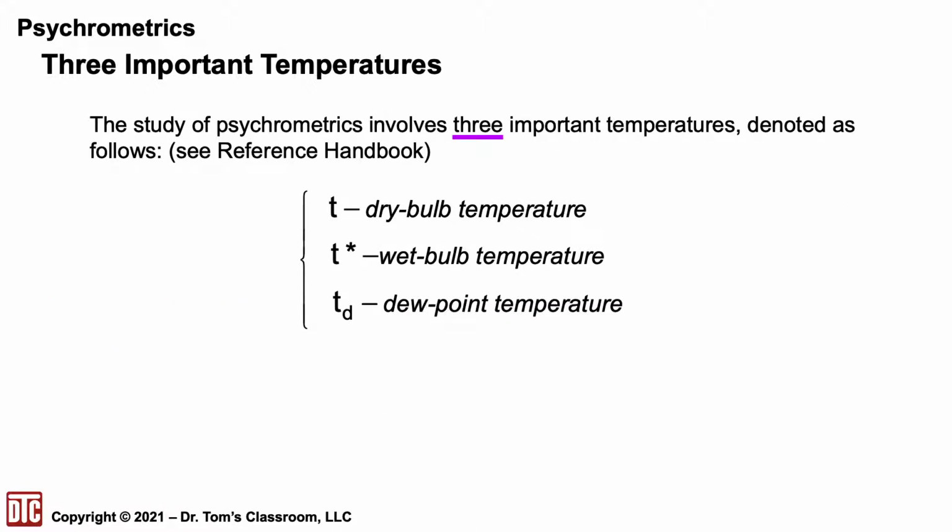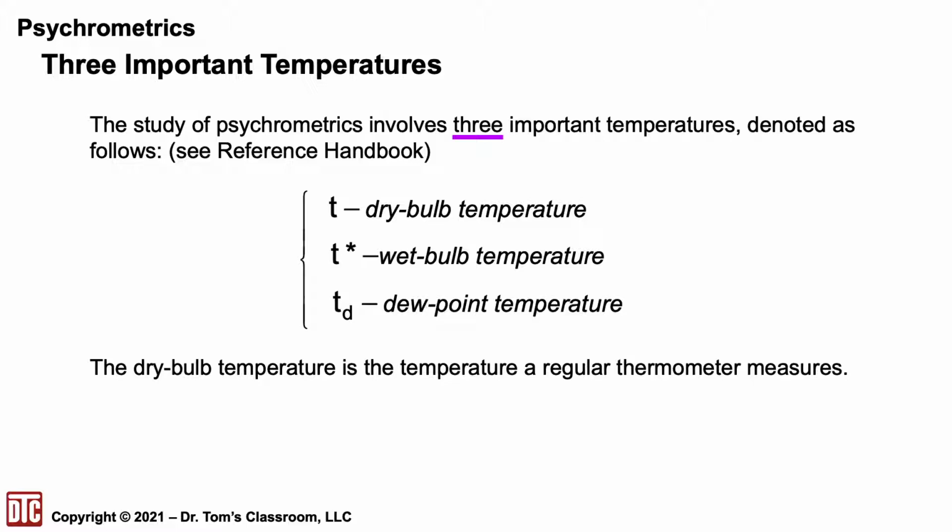The study of psychrometrics involves three important temperatures that you're going to see on your test, and you'll see in HVAC in general. They're denoted as follows: T, dry bulb temperature; T star, wet bulb temperature; and TD, dew point temperature. I prefer to use capital letters for temperatures, and WB and DP as my subscripts for wet bulbs and dew points. But this is what the reference handbook uses, so we're going to stick with their terminology because it will help reduce confusion.